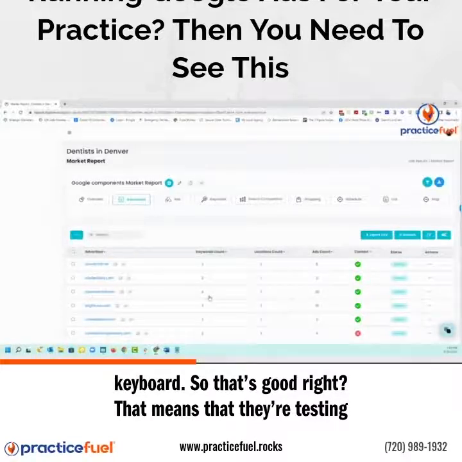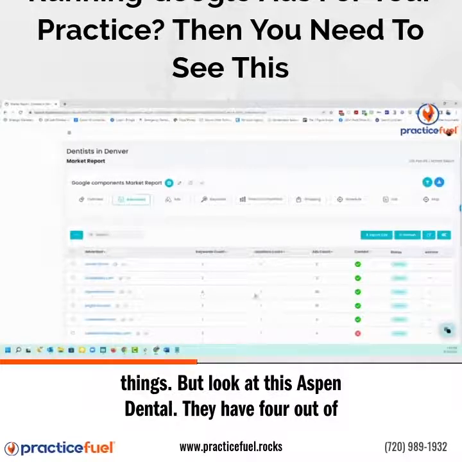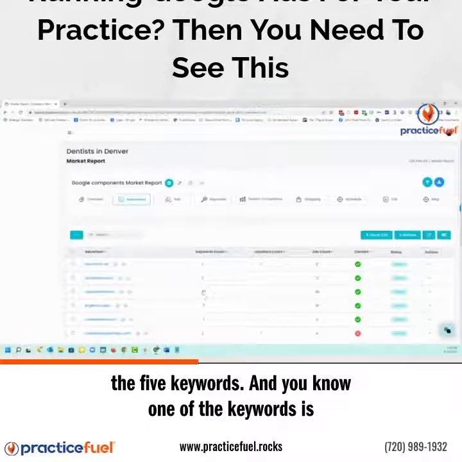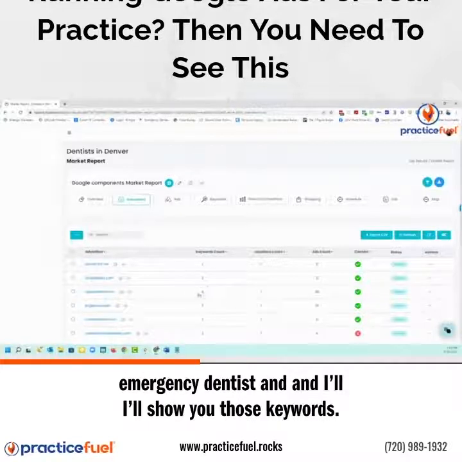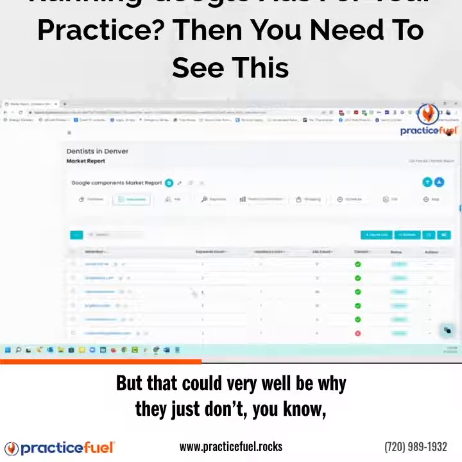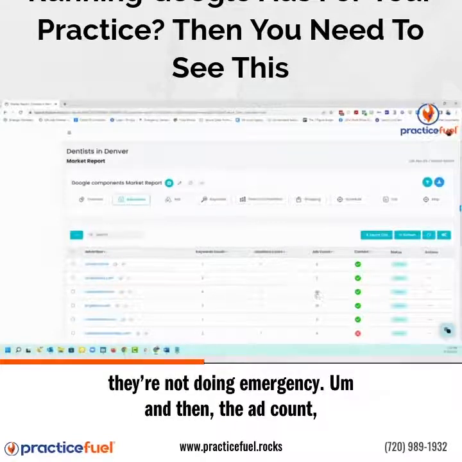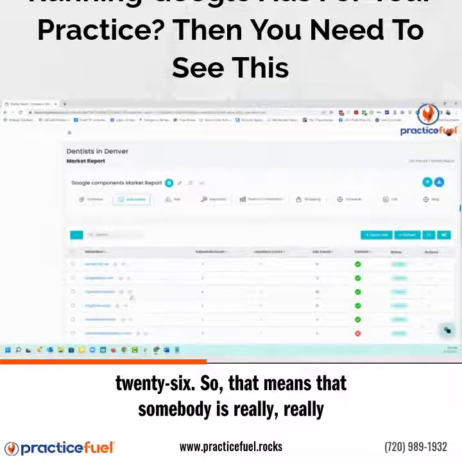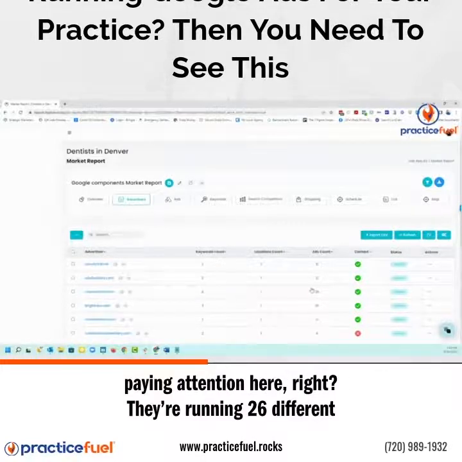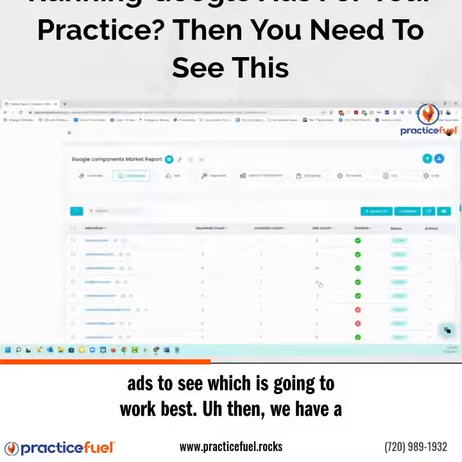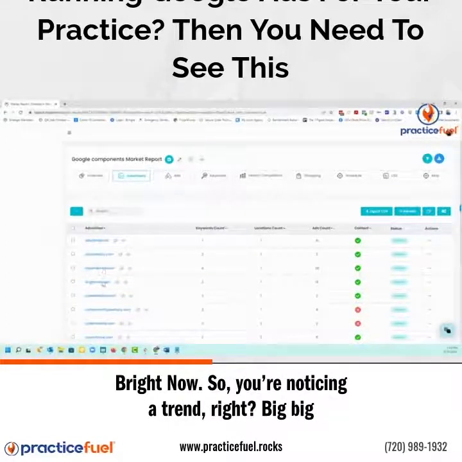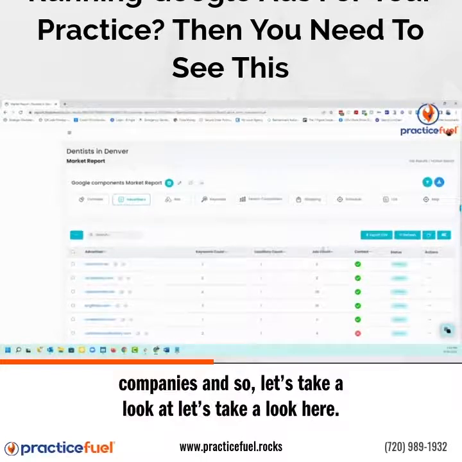But look at this, Aspen Dental. They have 4 out of the 5 keywords. And one of the keywords is emergency dentist, and I'll show you those keywords. But that could very well be why they're not doing emergency. And then the ad count, 26. So that means that somebody is really, really paying attention here, right? They're running 26 different ads to see which is going to work best. Then we have Bright Now. So you're noticing a trend, right? Big companies.